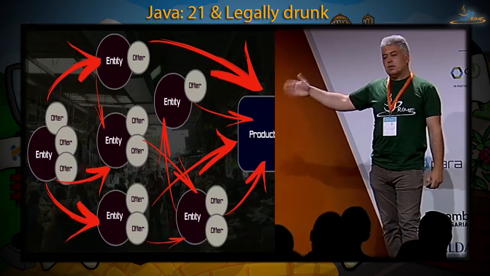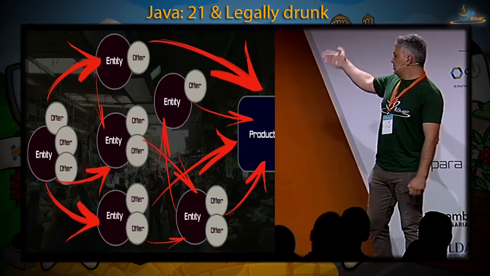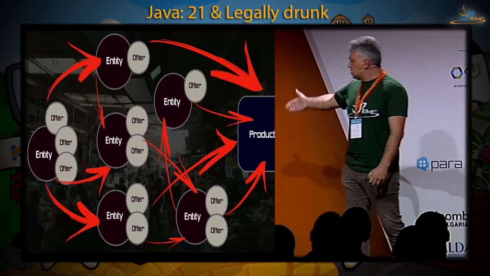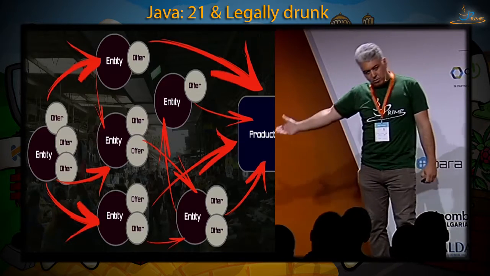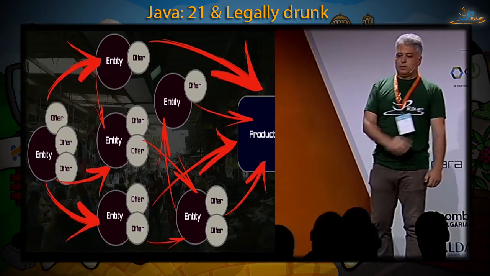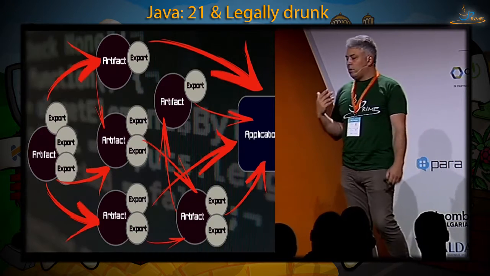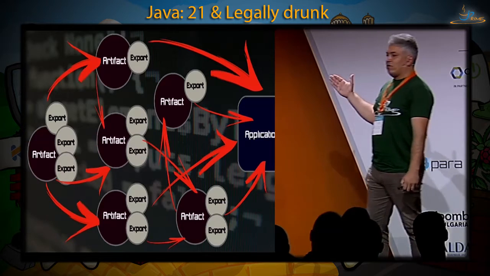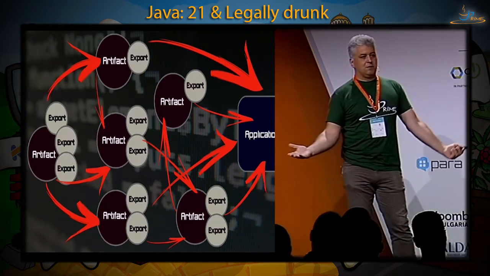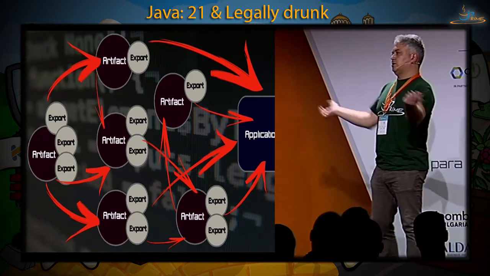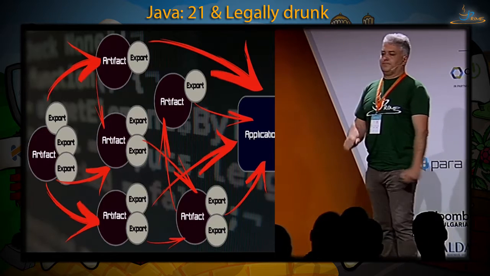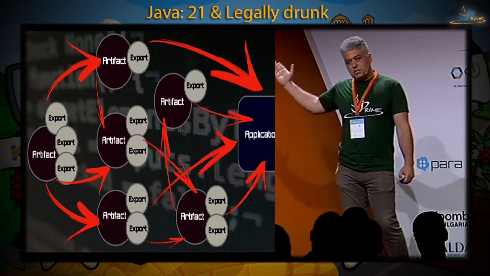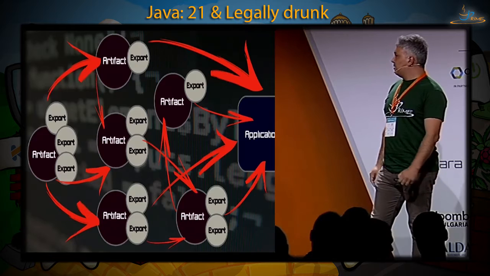You have an entity. An entity offers you something. You use that something to build something else, and then you offer something from yourself, and at the end of the day, you assemble a product. So when you think of applications, you do the exact same thing. You have a bunch of artifacts. These artifacts are offering you some functionality. You use that functionality, you assemble an application. Again, this is a very oversimplified thing.